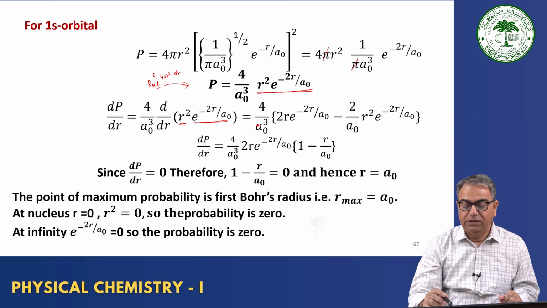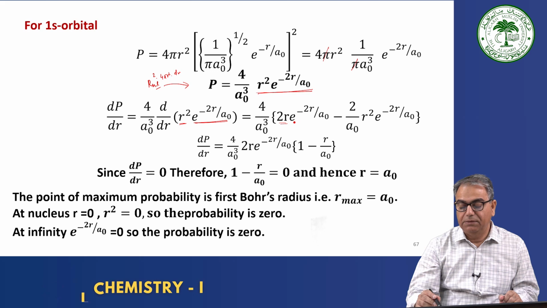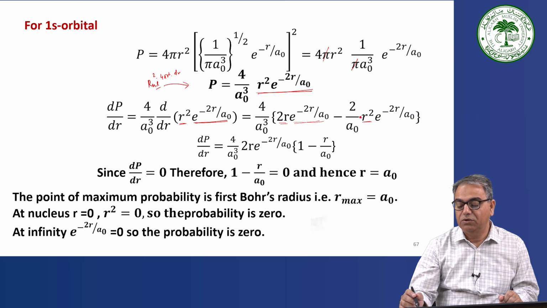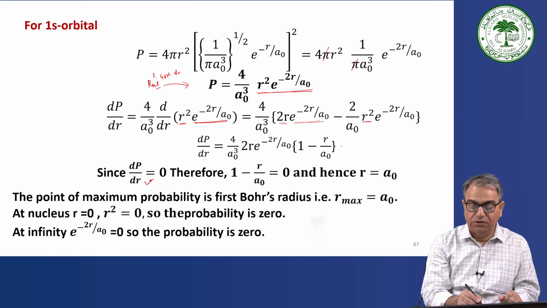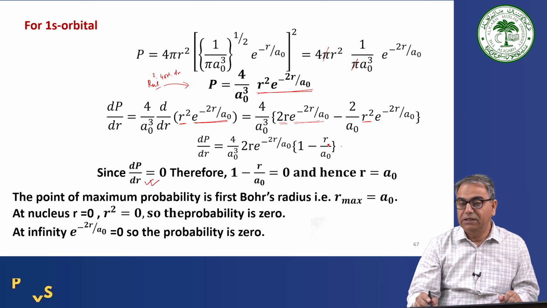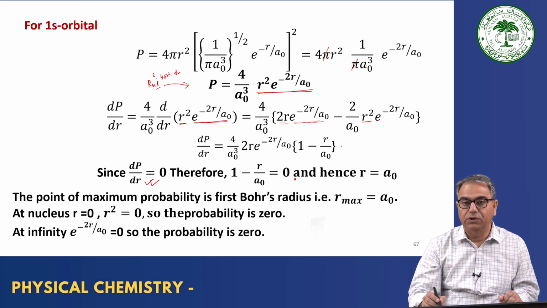4 divided by a naught cube, then first differentiate r square, you get 2r, and keep the exponential minus 2r divided by a naught constant. Then keep the r square constant and differentiate exponential minus 2r divided by a naught, so minus 2 divided by a naught times exponential minus 2r divided by a naught. If you do this, you get this equation, and if you equate dP by dr to 0, then we can write 1 minus r divided by a naught is equal to 0.